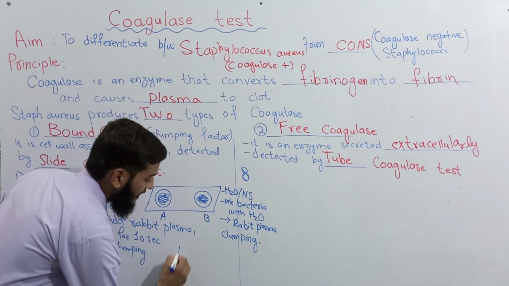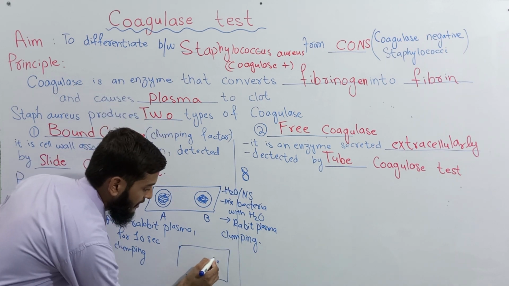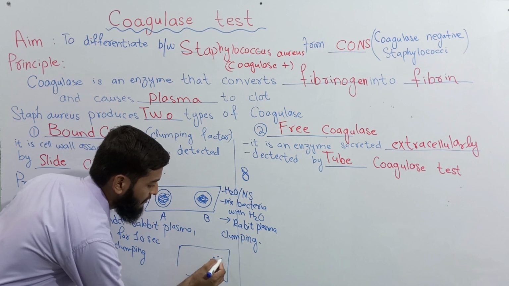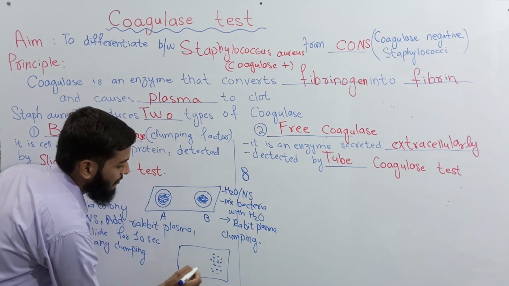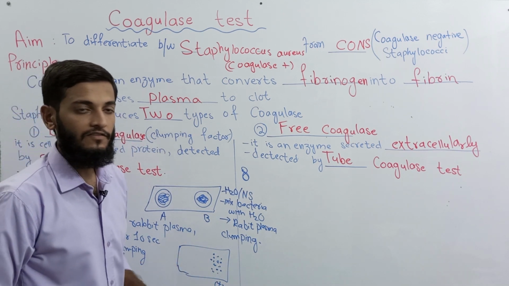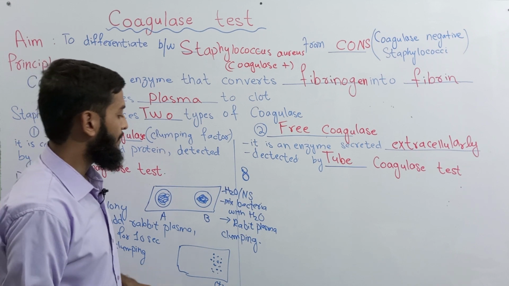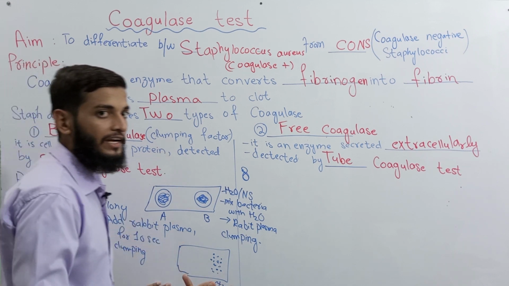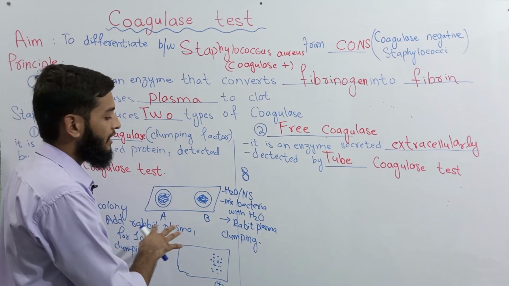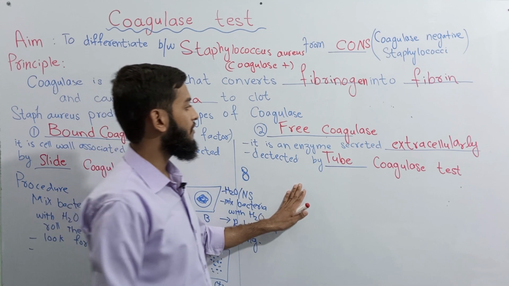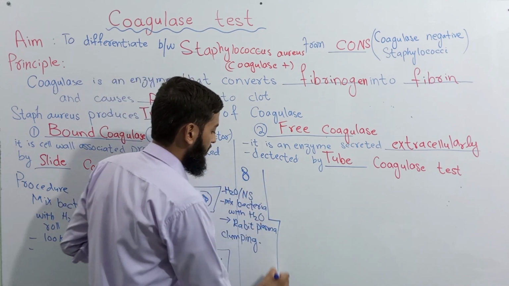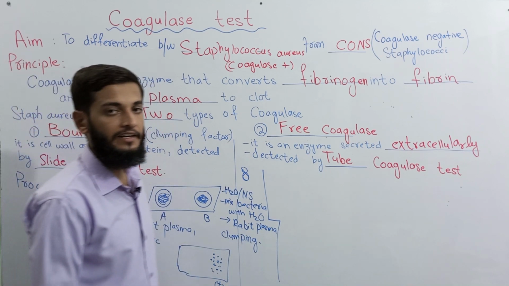That means when we see the slide, just like this one, clumps can be very clearly visible. That will be declared as a positive result. No clumping means that the result is negative. But this test can give us false negative results. It's a very fast test, can be performed in 10 seconds, but the tube coagulase test is the definitive test that must be performed if the slide coagulase test is negative.